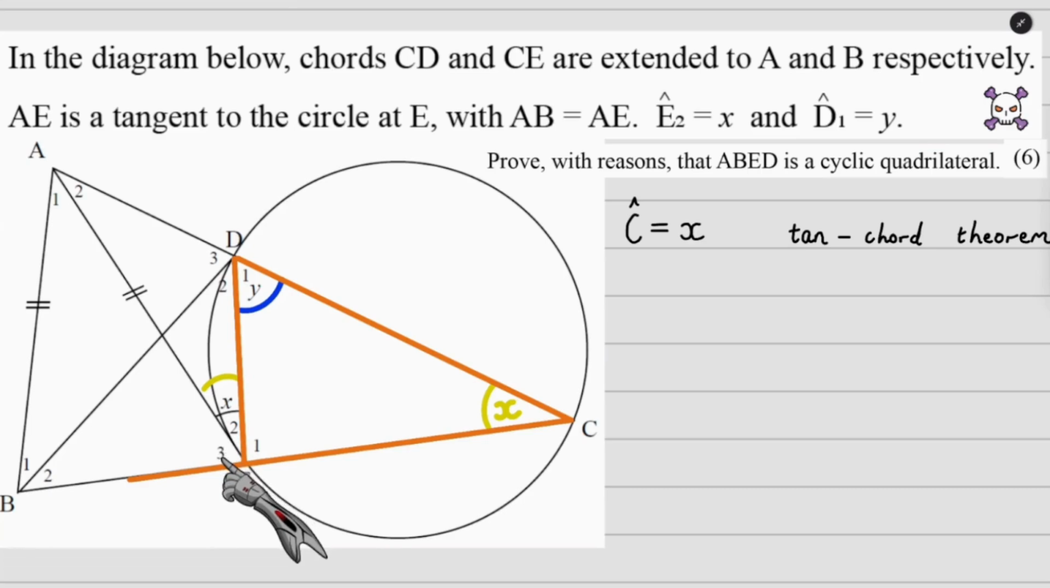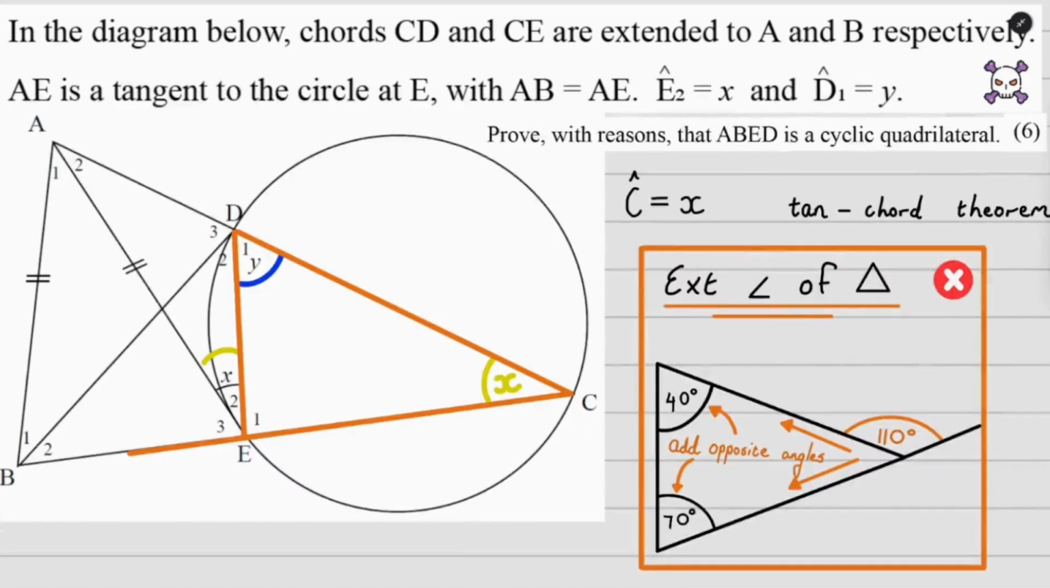Now E2 plus E3 will be equal to the opposite interior angles added together for the following reason: exterior angle of a triangle. To get the exterior angle, you go to the opposite interior angles and add them together. So this whole angle here will be x plus y. So it stands to reason that E3 must be the same size as y. And it's a little bit tricky to write that up, so I'm going to walk through that quickly. Let's have a look at what we're going to say first.